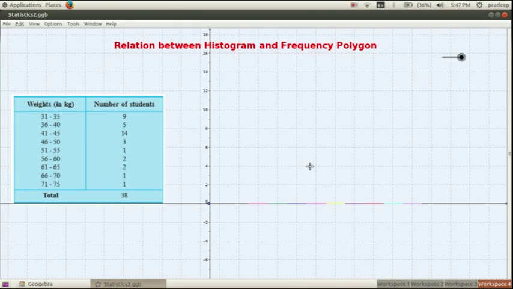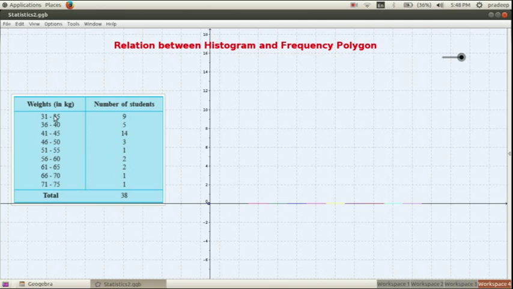Hi students, let's find the relation between the histogram that you have studied before and the frequency polygon that you are going to study now. Here you are given a frequency table, and this table is not in a continuous form.